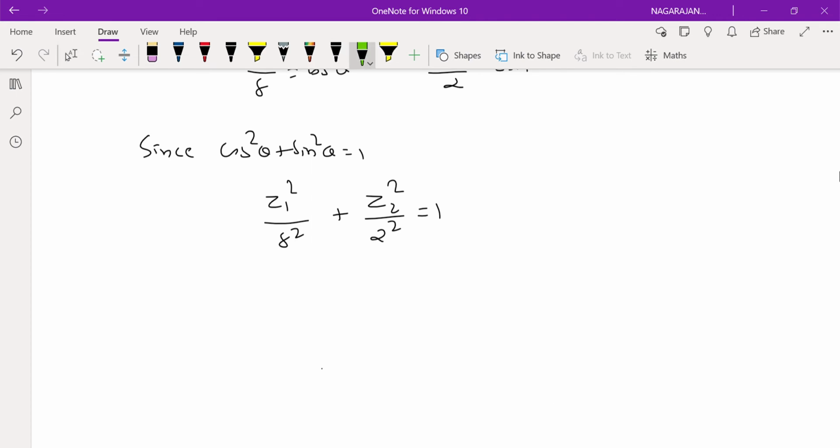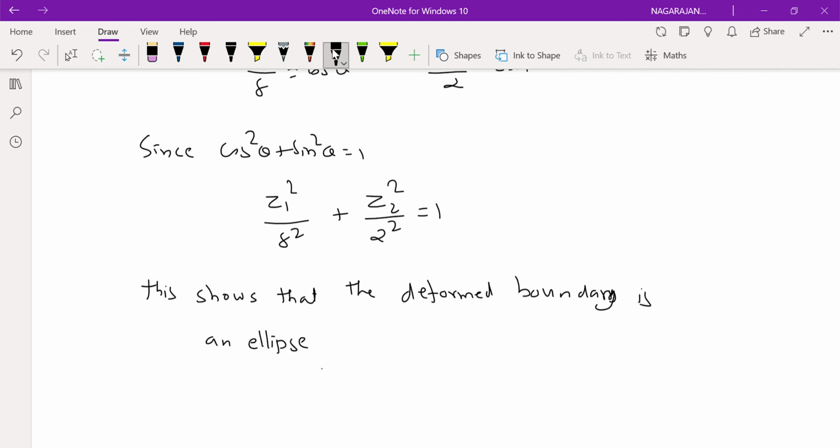This shows that the deformed boundary is an ellipse with semi-major axis 8 and minor axis 2, that is, with principal semi-axes 8 and 2 in the principal directions.